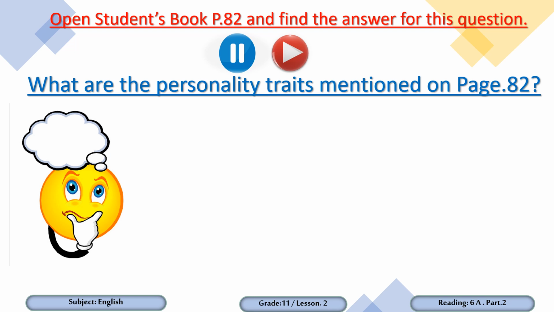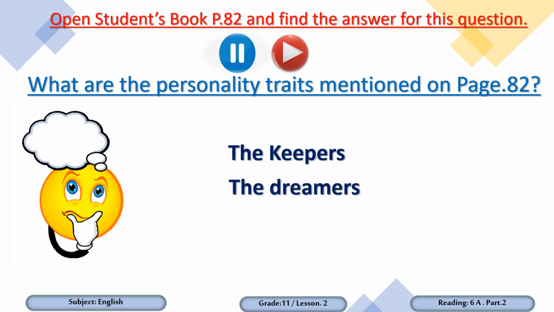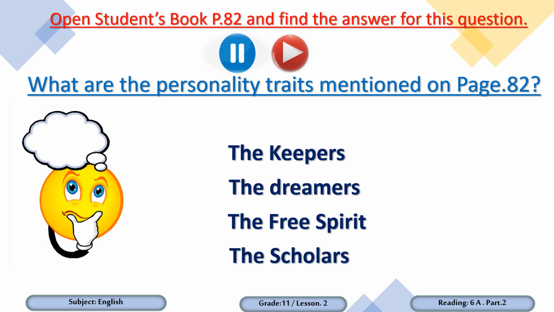Okay, now the question again. What are the personality traits mentioned on page 82? The personality traits are the keepers, very good, the dreamers, excellent, the free spirits, good job, and the scholars, fantastic, good job.